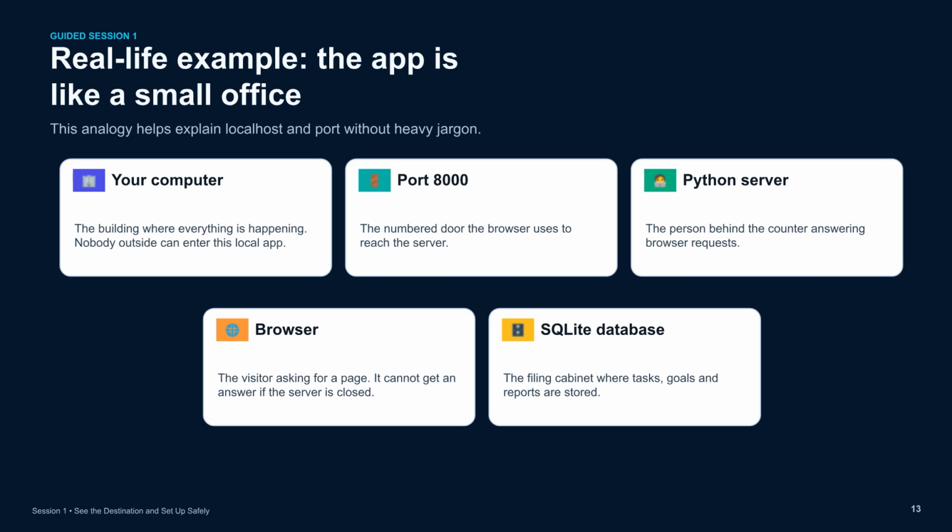To help understand the architecture, think of it like an office. Your computer is the building, port 8000 is the main door, and the Python server is the worker inside answering requests. The browser is the visitor, and the SQLite database is the filing cabinet where your progress is stored.